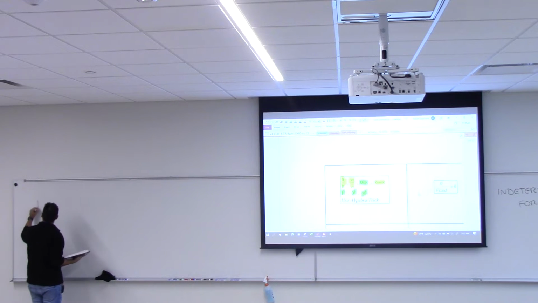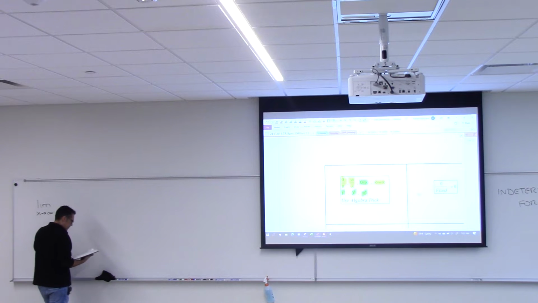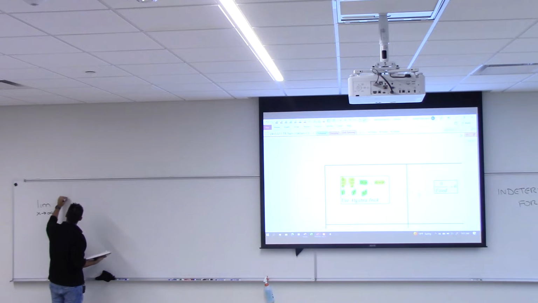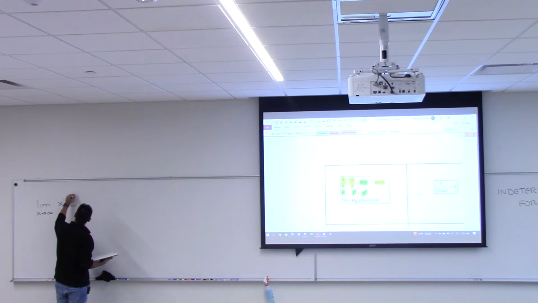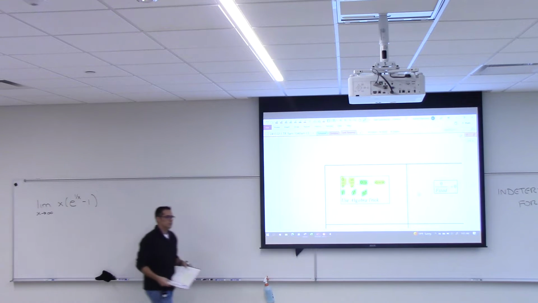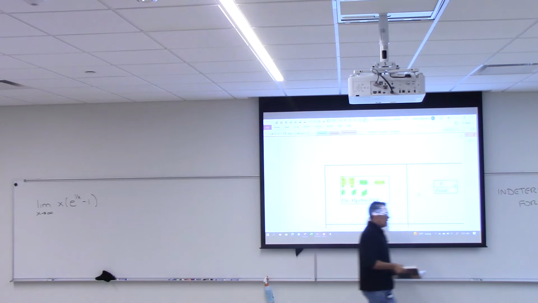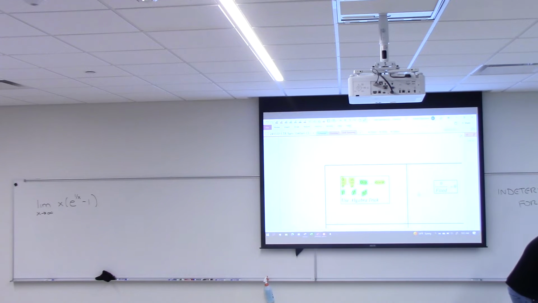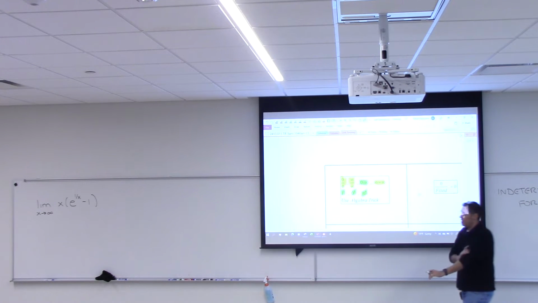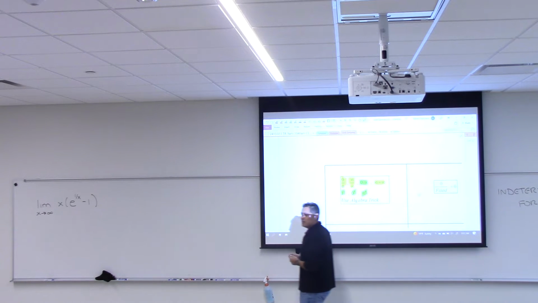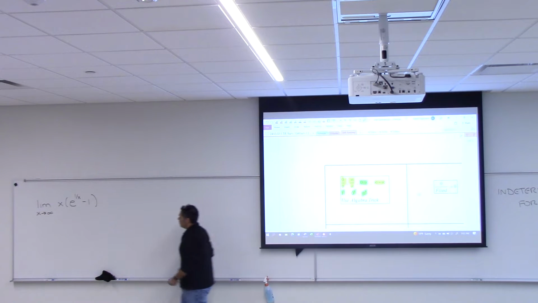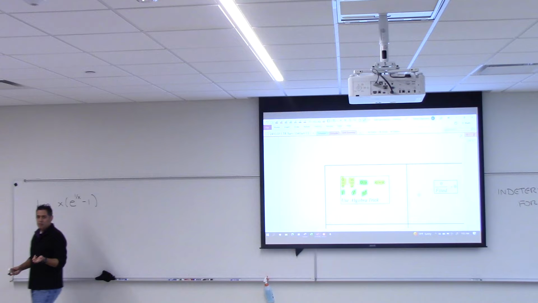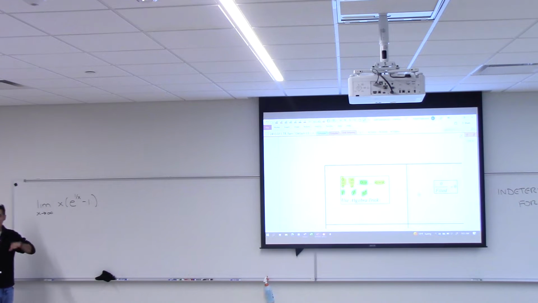Limit as x goes to infinity of x times (e to the 1 divided by x, minus 1). All right? And so what I'd like to know is, where's this headed, right? Does this limit exist?